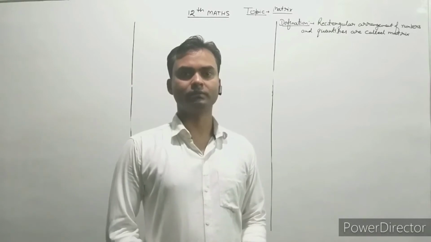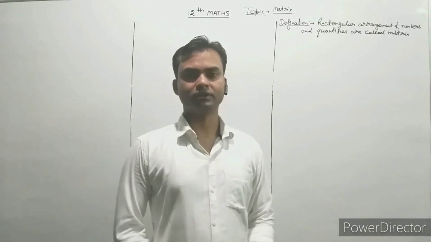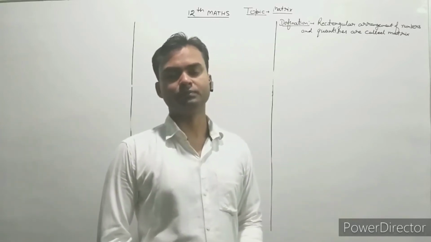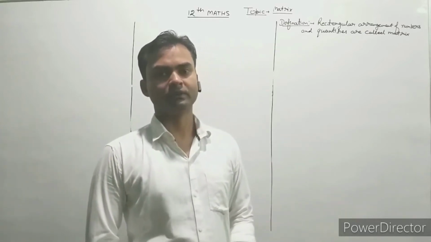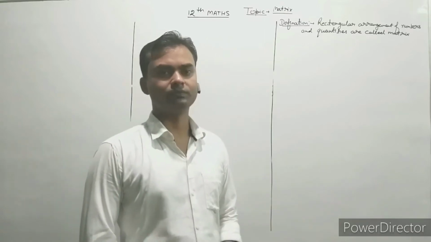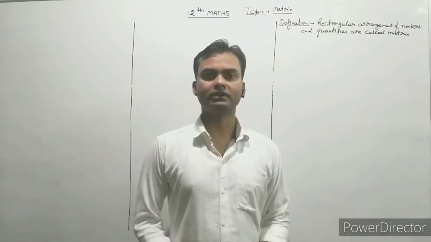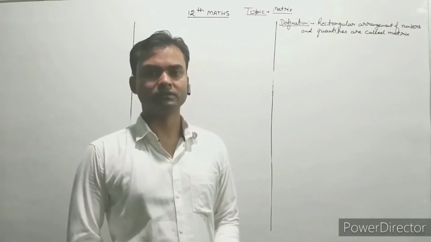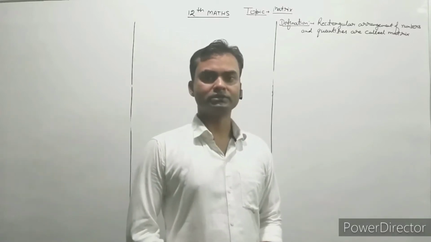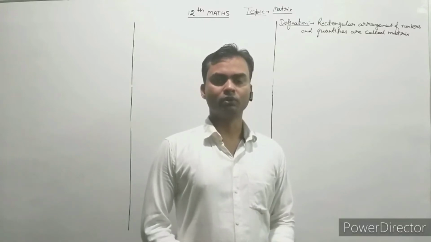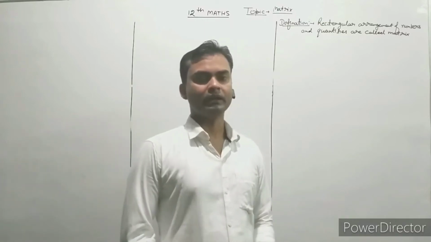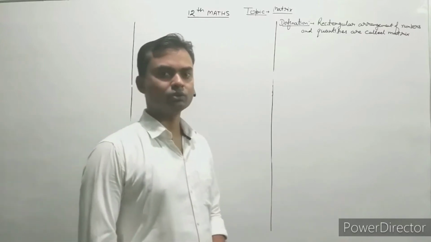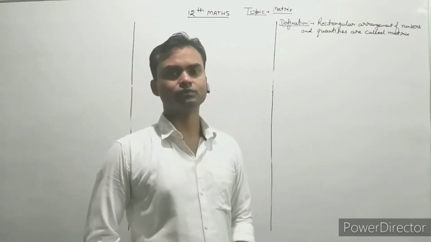Today we will learn about matrix, definition of matrix, types of matrix and how many types of representations of matrix. First we read the definition of matrix. Matrix is a rectangular arrangement of numbers or quantities. In this arrangement, numbers are written in row or column form, and this arrangement is enclosed by a large bracket or small bracket.